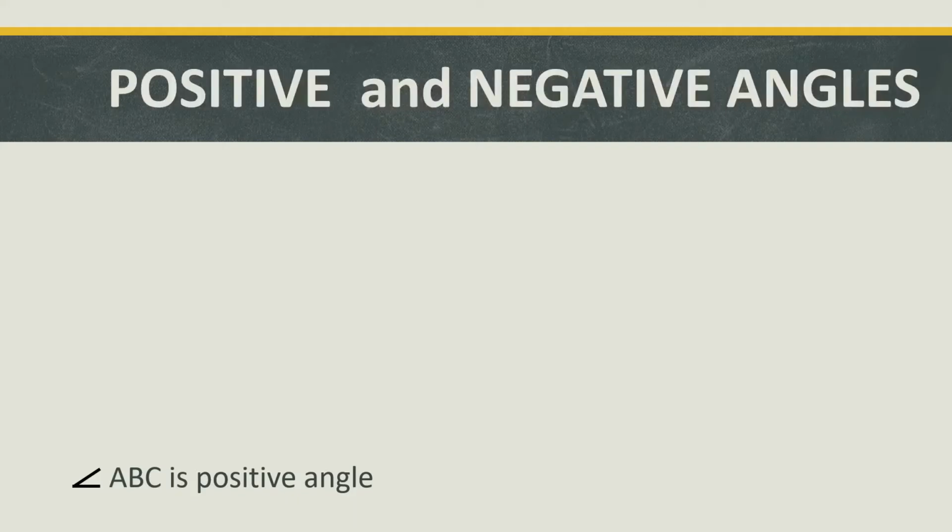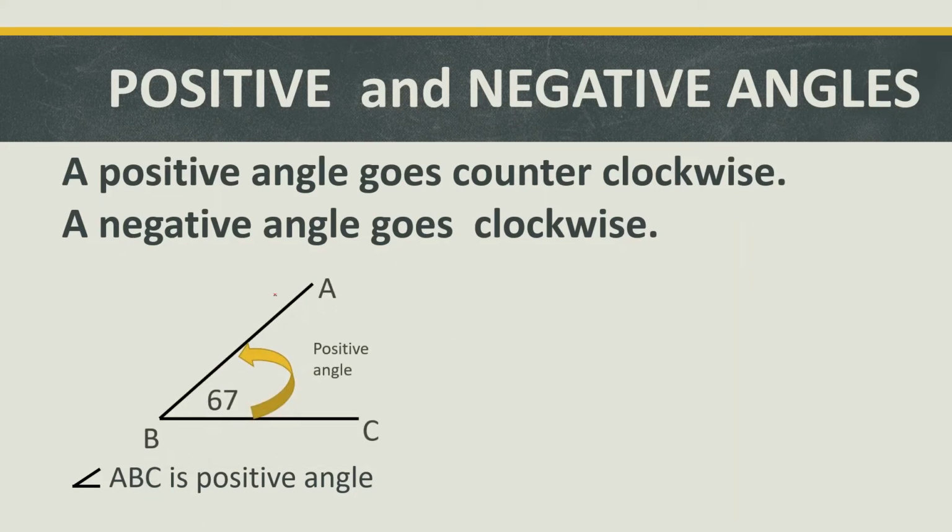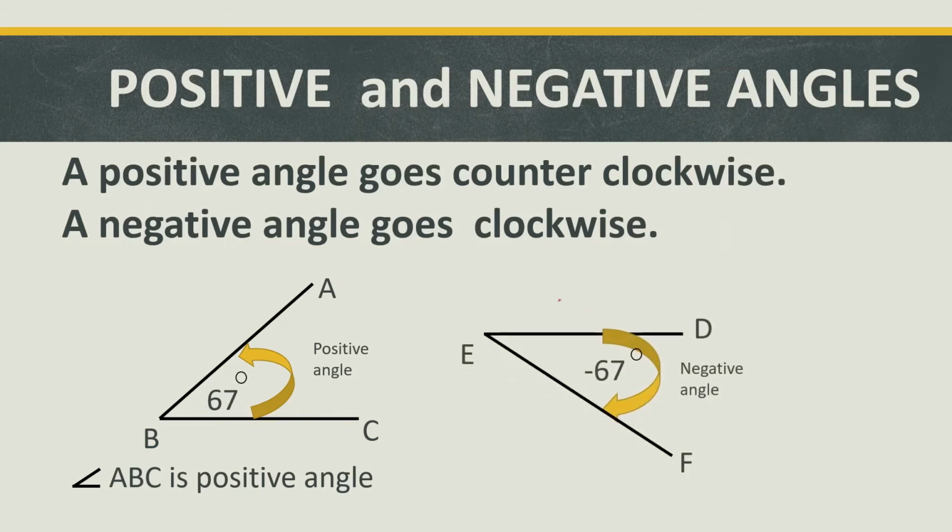Now let's move on to positive and negative angles. A positive angle is an angle that goes counterclockwise, and a negative angle goes clockwise. In this figure, angle ABC is a positive angle because it goes counterclockwise. While in this figure, this is a negative angle because this goes clockwise.